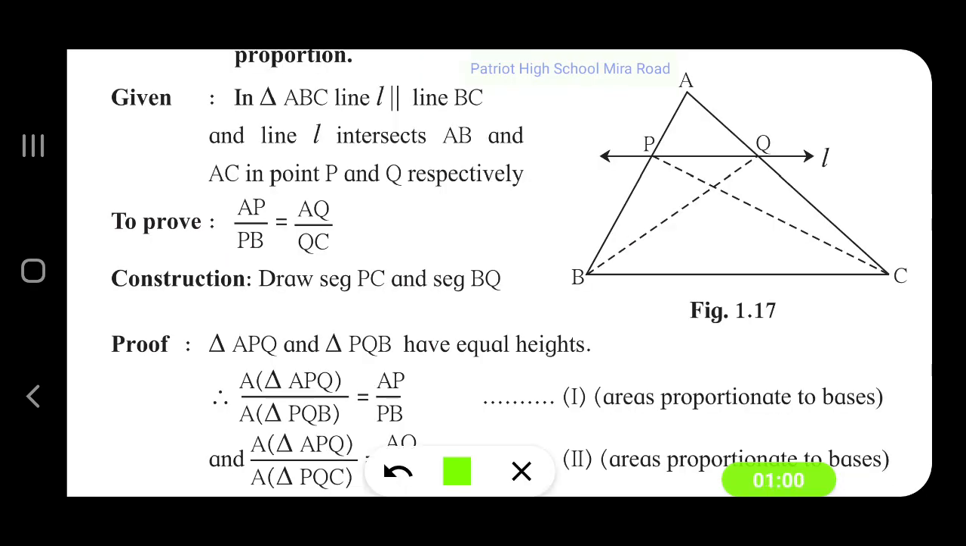Construction. Draw PC, dotted line PC, you can see the dotted line PC and segment BQ, dotted BQ. Now the proof.